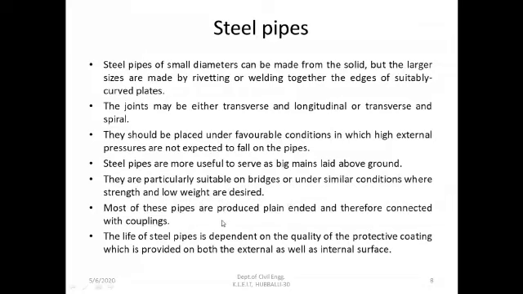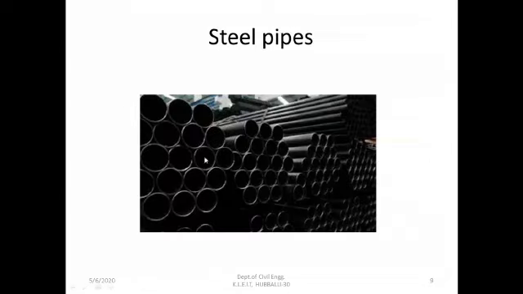Most of these pipes are produced plain ended and are therefore connected with couplings. The couplings are used for the connections. The life of steel pipes is dependent on the quality of the protective coating, which is provided on both the external as well as the internal surfaces. So this is a picture showing you the steel pipe.